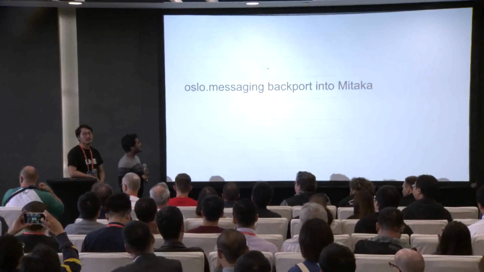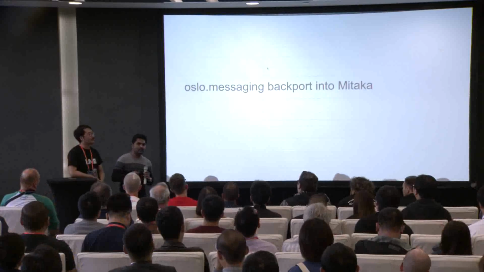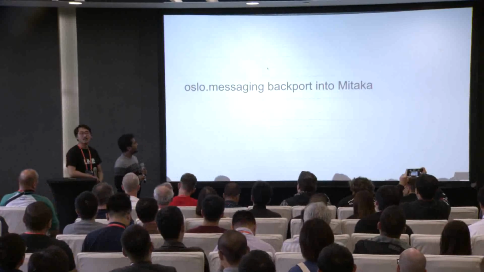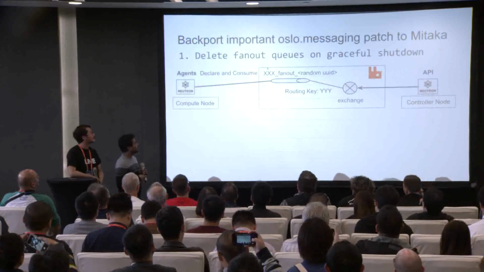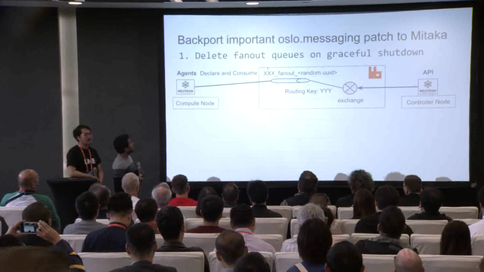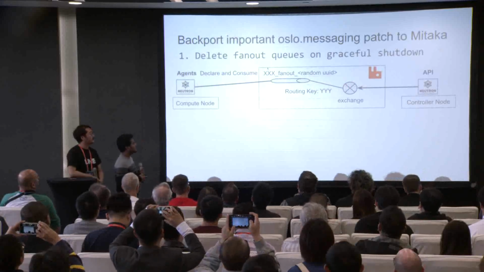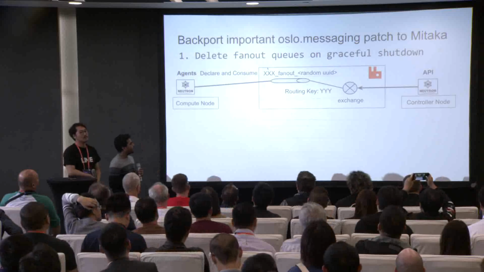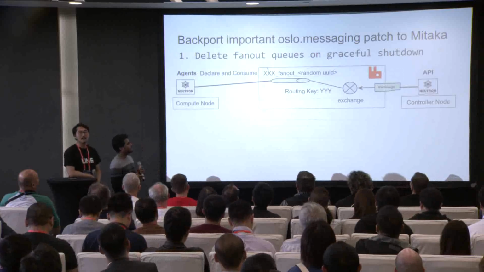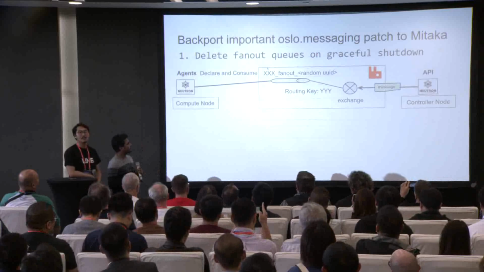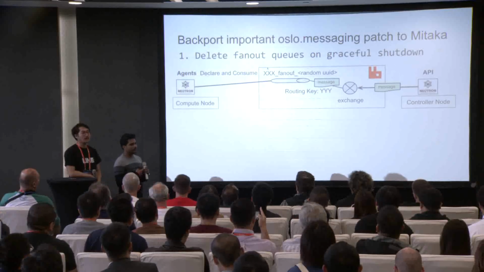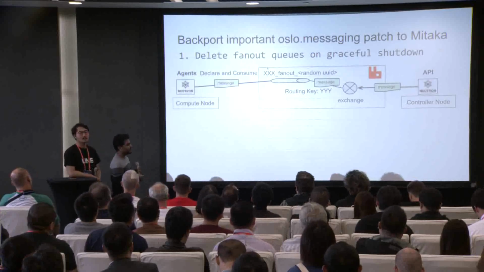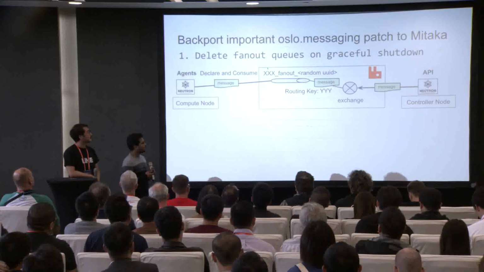So we have a couple of backports that we did in the Mitaka version, since we use Mitaka, from the Oslo messaging library. Let's talk about one important backport that we did, which is delete fan out queues on graceful shutdown. When the producer, in this case the neutron server, sends the message, it sends to the exchange, and depending on the routing key, it will be sent to one or more of the queues. Then finally, it will be received by the neutron agents, the consumers. So this is the normal cycle.